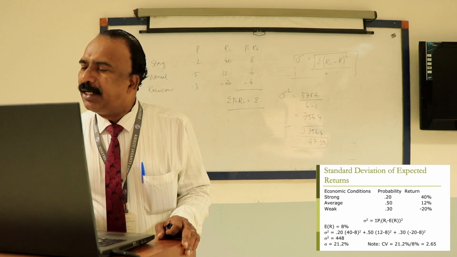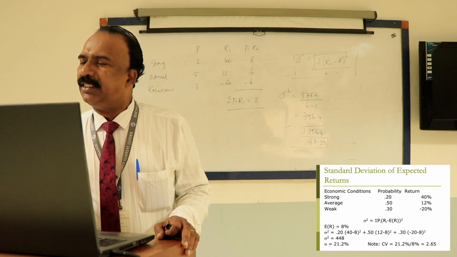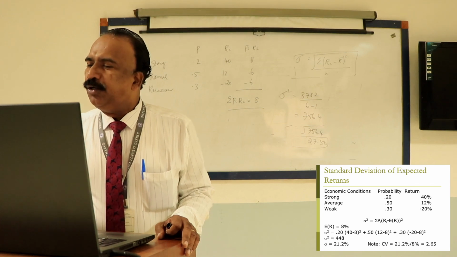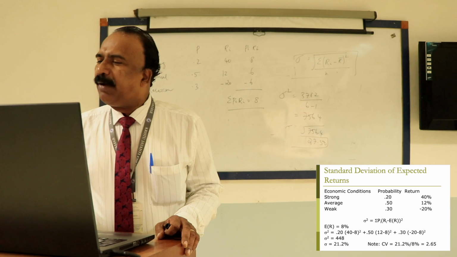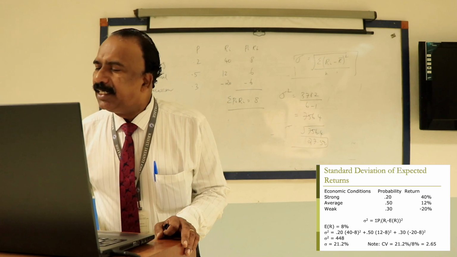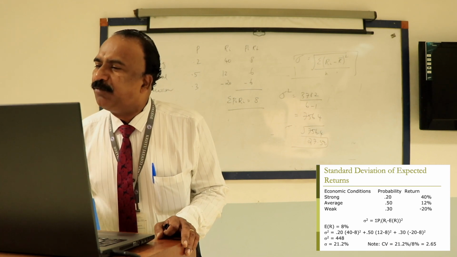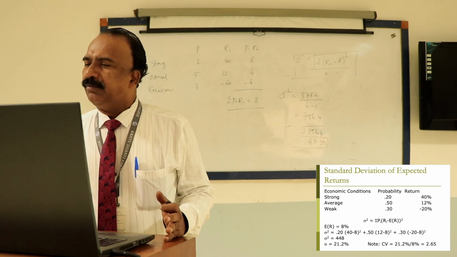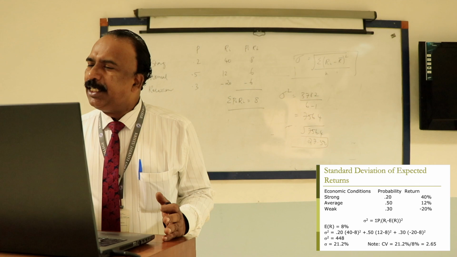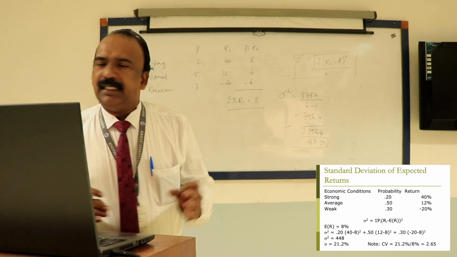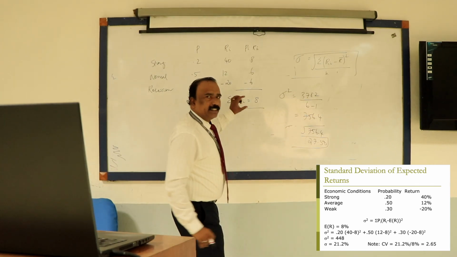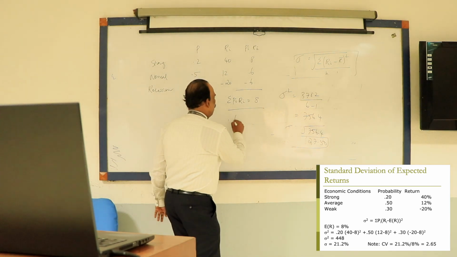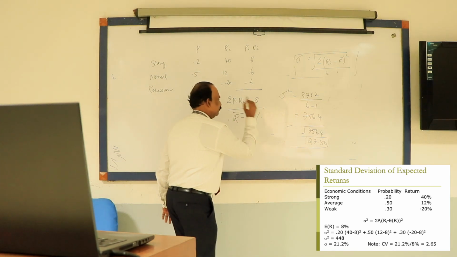Unlike historical, this is a very important point. Unlike actual return, where you add the return and divide by the number of years, here we need not divide by the number of years. Please make it very clear. The sum itself, sigma pi Ri, is called R bar. So R bar is equal to 8%.